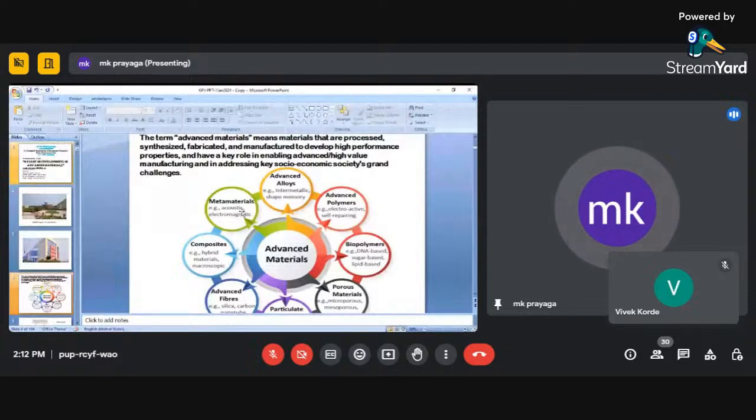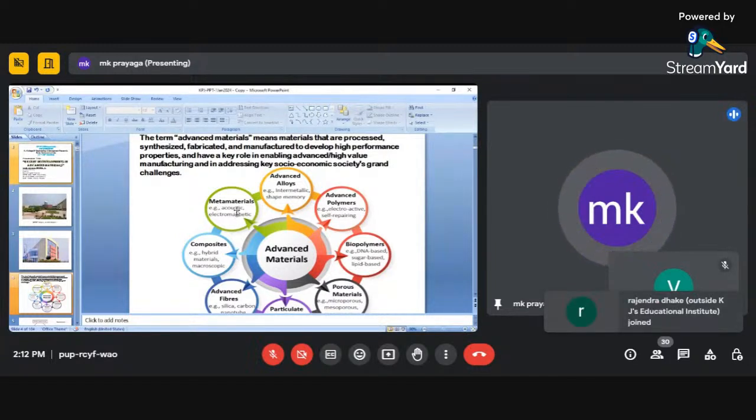And of course, in advanced materials, a lot of things we need to develop. Basically, alloys are there, polymers, biopolymers, porous materials, particulate materials, fiber structures, composites, metamaterials, and many more. These are a few, many more are there. As per the interest of the people's choice, they can select. And here the main guiding tool is the device. Whatever the requirement of the device or the particular target objective, as per that we need to design the material.